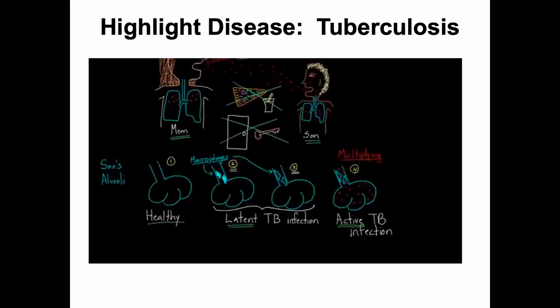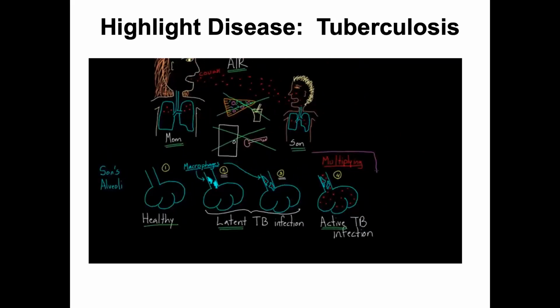I'm going to focus now on just this final one, this multiplying active TB infection situation. So if, let's say, our son in this case gets tuberculosis from mom, and let's say unfortunately he has an active TB infection, what are some clues to tell us that he has an active infection? If I'm trying to figure out if somebody has TB, I always think about two key things. What are their symptoms? What are they sick with? That's the first thing. And then how long is it going on for? I'm going to call that duration.